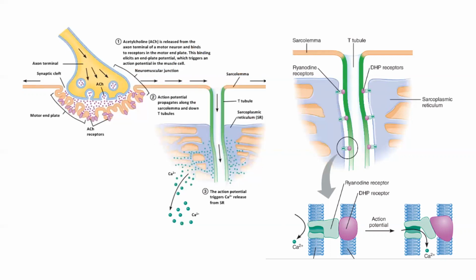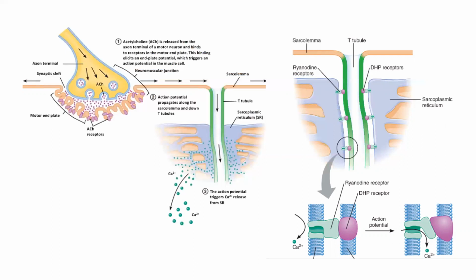Now it's coupled to or connected to a ryanodine receptor. And that ryanodine receptor is acting as a gatekeeper for this calcium channel. So when DHP gets the signal, it's going to send that signal to ryanodine, and ryanodine is going to open that gate or that channel, and calcium is going to flow from the sarcoplasmic reticulum into the cytoplasm or the cytosol of the muscle fiber.